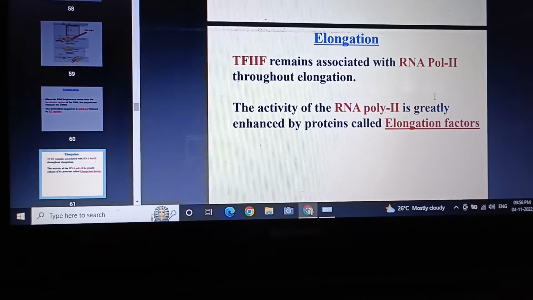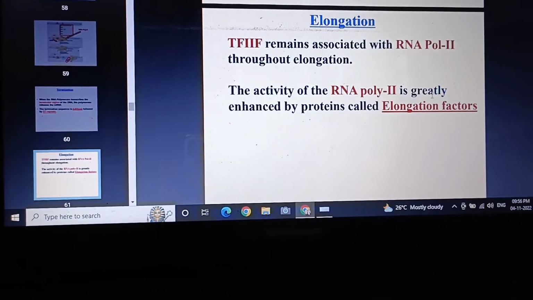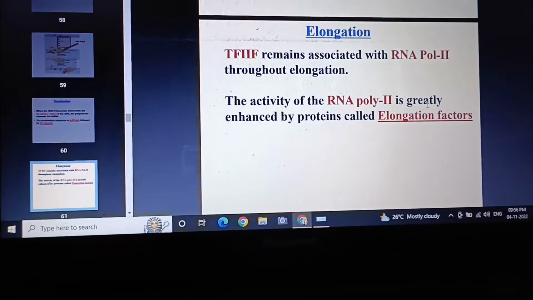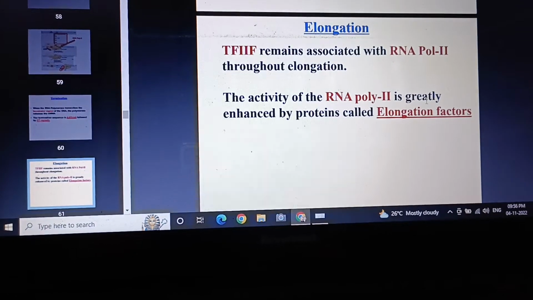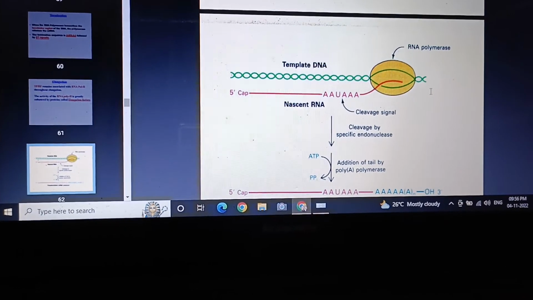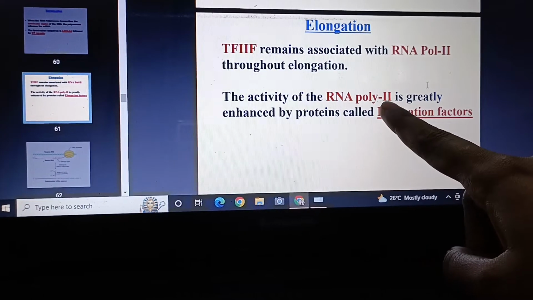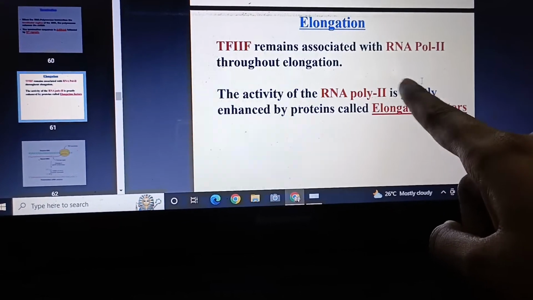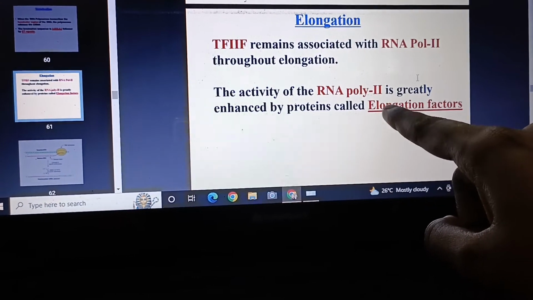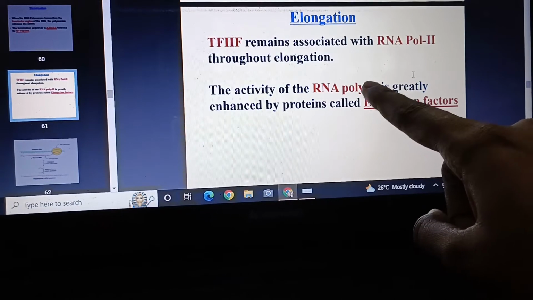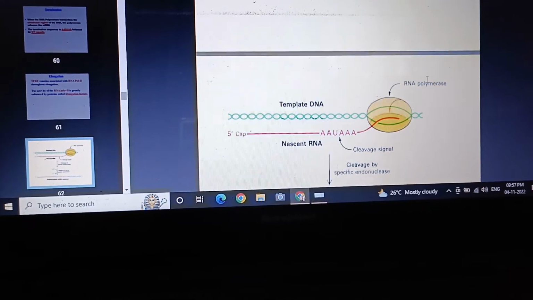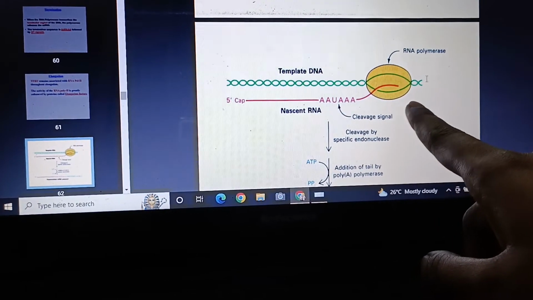Elongation. TF2F remains associated with RNA polymerase throughout elongation. The activity of RNA polymerase 2 is greatly enhanced by proteins called elongation factors. So again, in initiation, along with the transcription factors, RNA polymerase 2 will synthesize the RNA, and for elongation also, it will bind with the help of elongation factors. Then only your elongation takes place. And this is the template DNA.